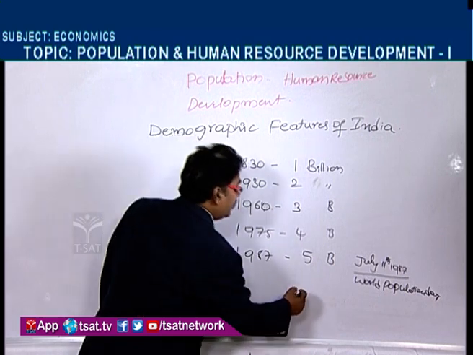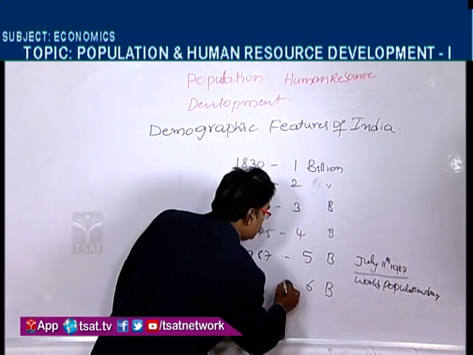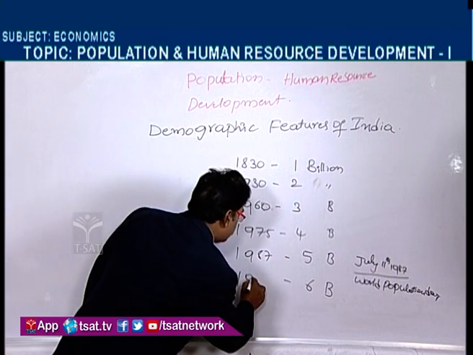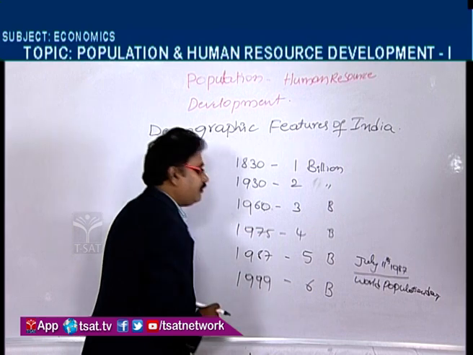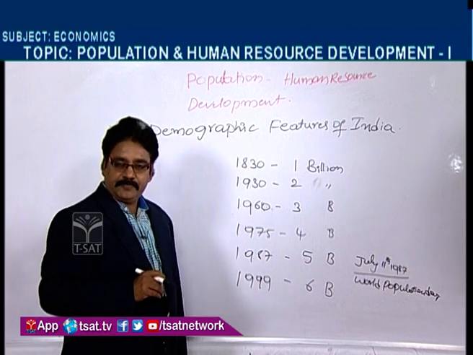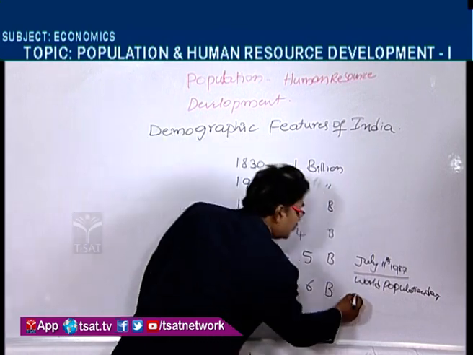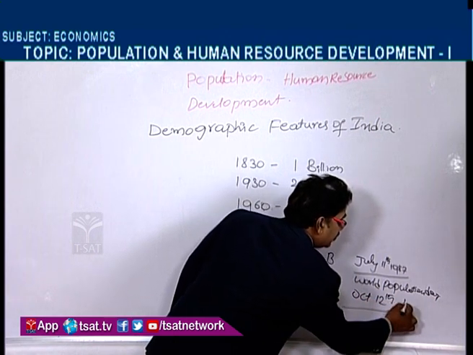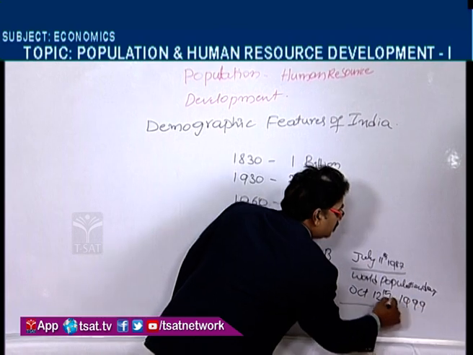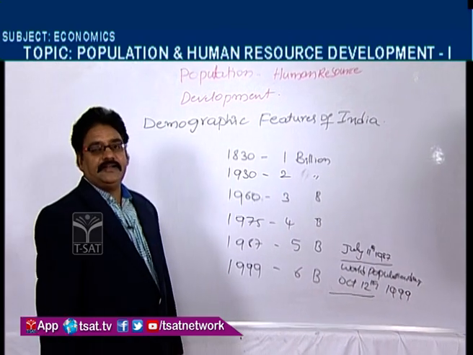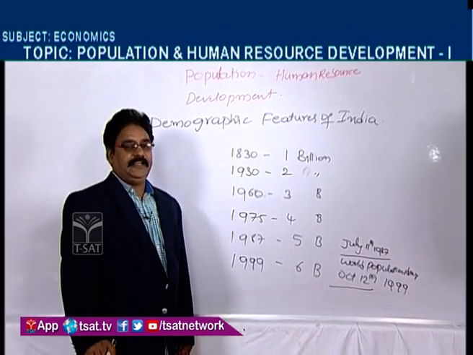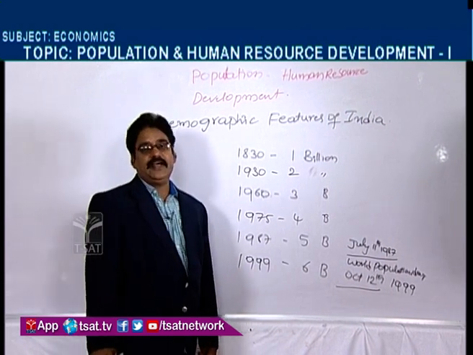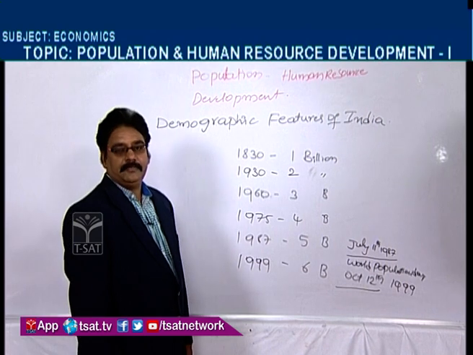The 6th billion: during 1999, the world population became 6 billion. On October 12th, 1999, this day was declared the 6th billionth day. October 12th has been declared as the 6th billionth day.